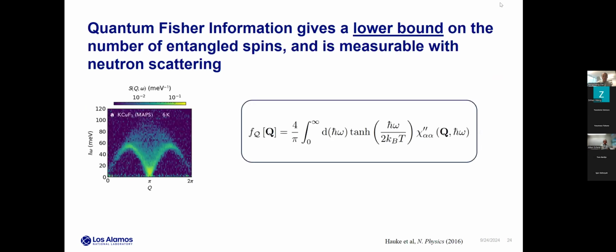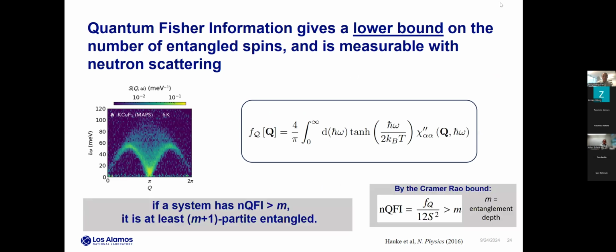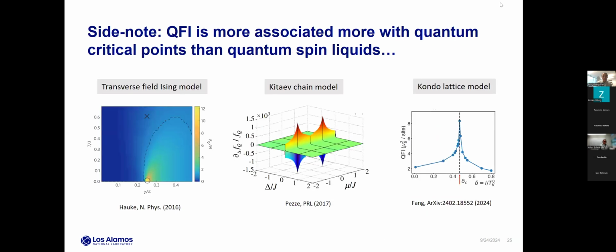So next slide. All right, so the upshot of all of this is that quantum Fisher information gives us a lower bound on the number of entangled spins, and it's measurable with neutron scattering. Next slide, please. And by the Cramér-Rao bound, if you measure a system with your normalized QFI greater than M, then your system is at least M+1 partite entangled. All right, next slide, please. A side note, the QFI seems to be related more to quantum critical phases in the theory world. It's been used many times for this. So it's not necessarily a witness of quantum spin liquid behavior. It's just a witness of some degree of non-trivial entanglement.